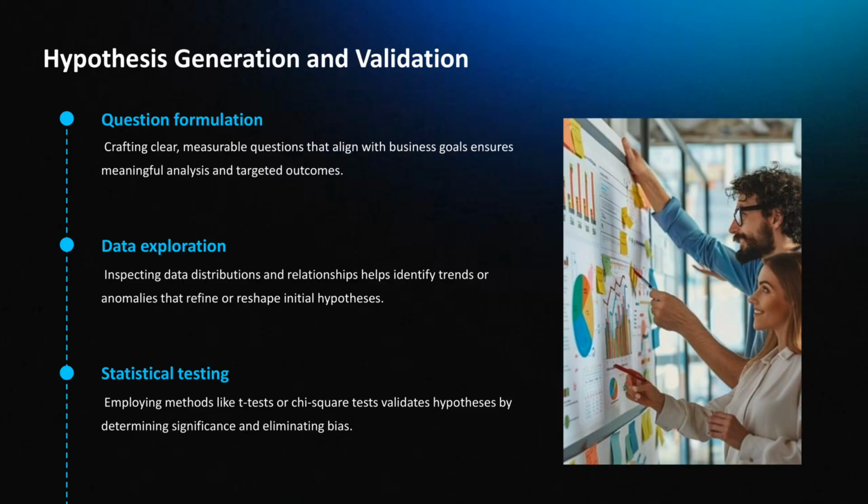Good hypothesis work starts by formulating clear, measurable questions aligned with business goals, then exploring the data to refine those questions and identify anomalies. Finally, statistical tests like t-tests or chi-square validate findings and help avoid bias, ensuring that conclusions are robust and supported by evidence.